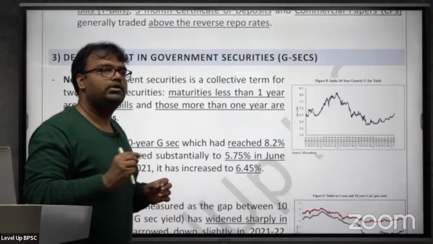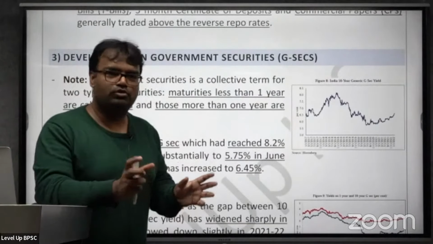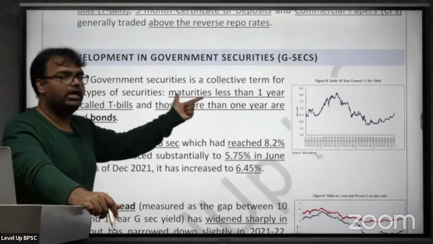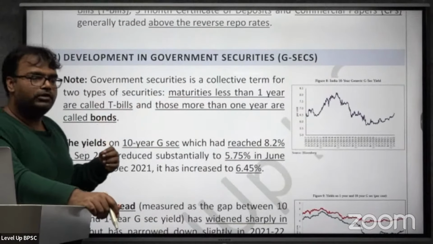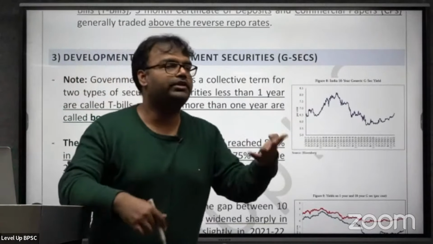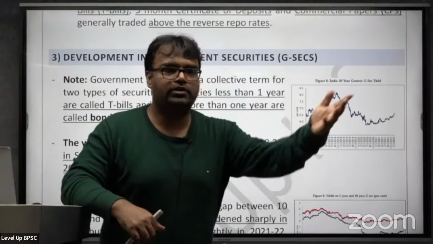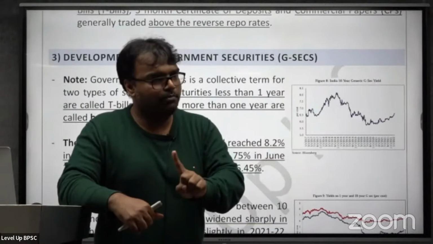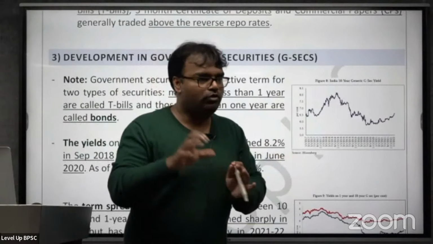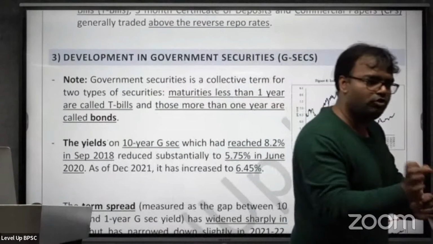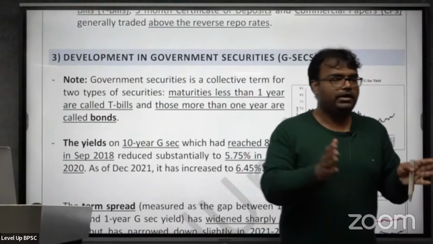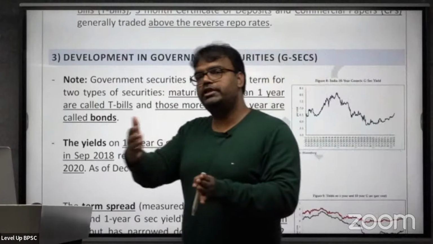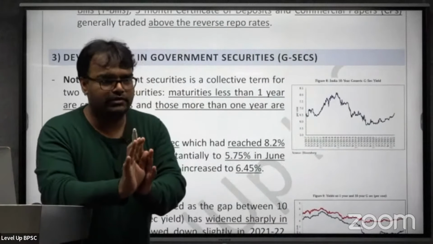What is the difference between treasury bills and government bonds? They are both government securities. Treasury bills are those government securities whose maturities are less than 1 year. If government issues a security whose maturity is 2 year, 3 year, 5 year, more than 1 year, it becomes a bond. Treasury bill and bond both are government security only. Government bond भी government backed है. Treasury bills are also government backed. So both are government securities, but treasury bills have less than 1 year maturity, government bonds can have longer maturity. First, this is clear. This is understood by everyone.